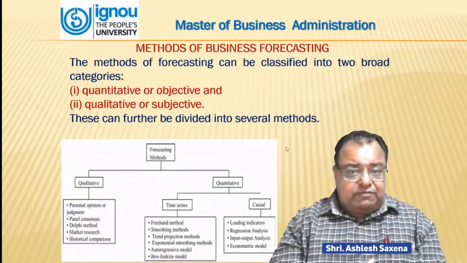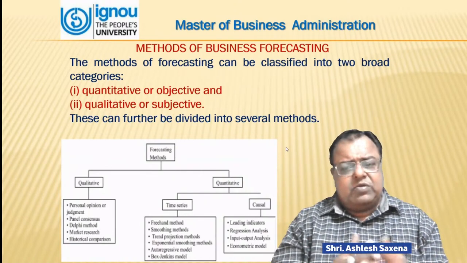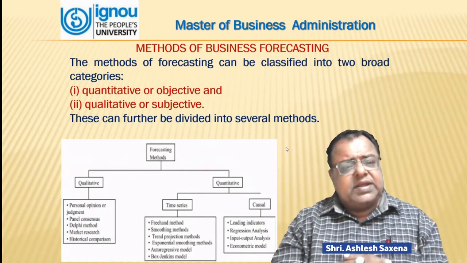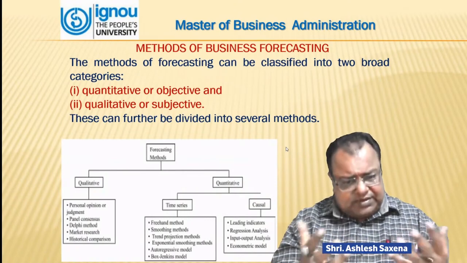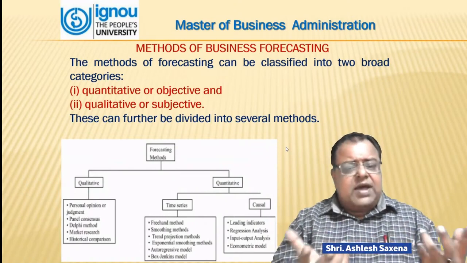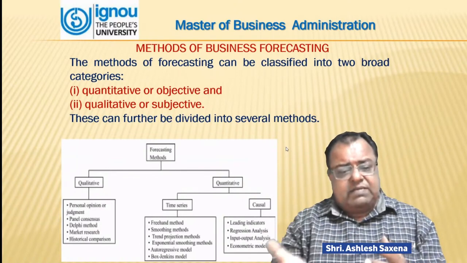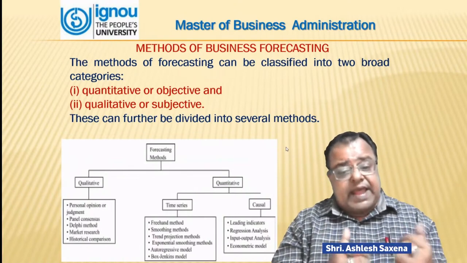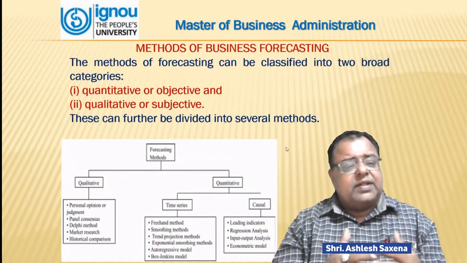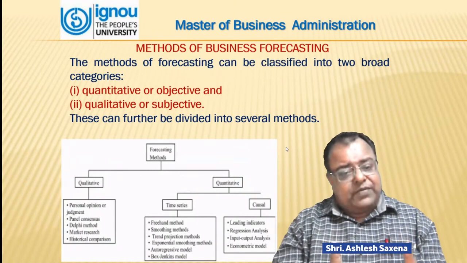What are the methods of business forecasting? These are classified into two broad categories. Number one is quantitative or objective, and the second one is qualitative or subjective. And they are further divided into different methods. From the diagram, it is depictable that the forecasting methods are divided into two branches or two categories. One is qualitative and the other one is quantitative. As far as quantitative is concerned, it is divided into two, that is time series and causal. Different methods are there to judge or to calculate what will happen in future.